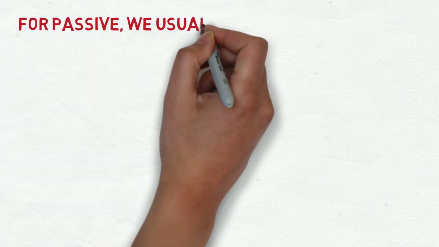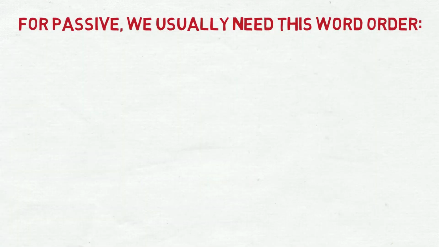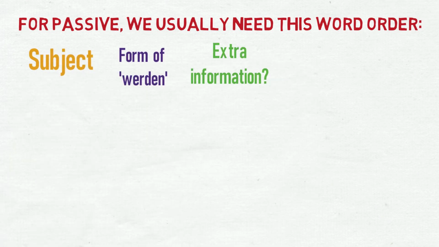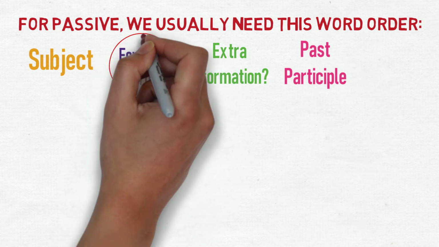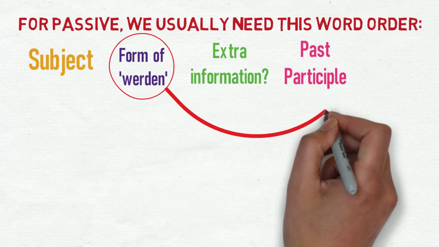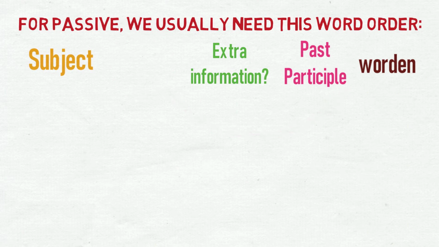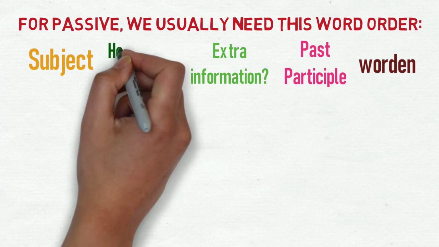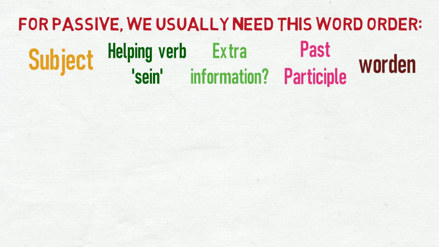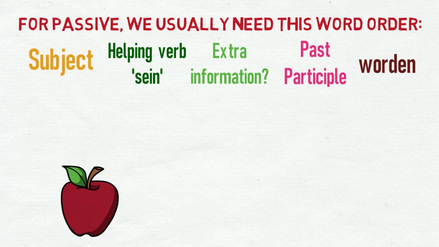To form a passive sentence, we learnt in the first video that we need the following word order. Subject, form of werden, extra information, past participle. Now, we are forming a perfect tense version of this, and so the form of werden that we talked about now appears at the end of the clause in the form worden, and the gap we have in the second position is now filled with the helping verb sein in one of its forms, depending on the subject of the clause. Let's have a look at our example about the apple, but this time in German.